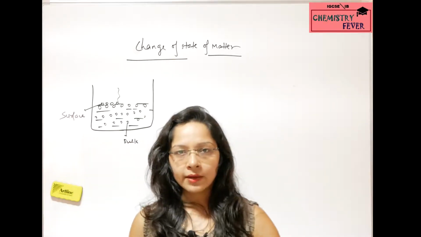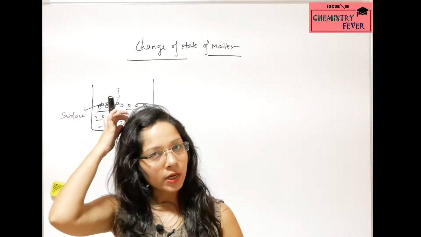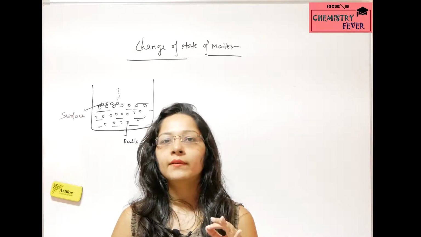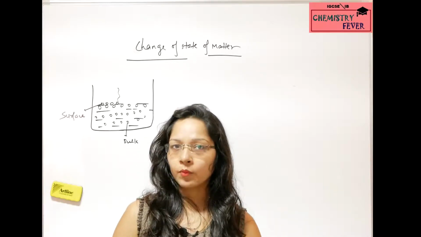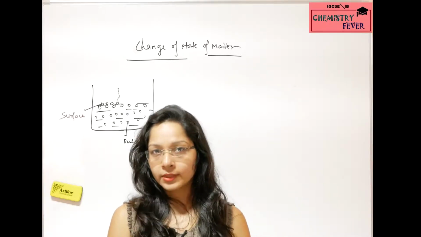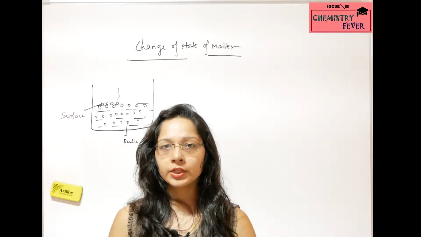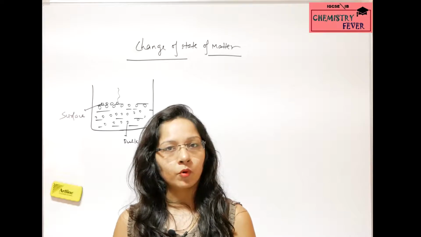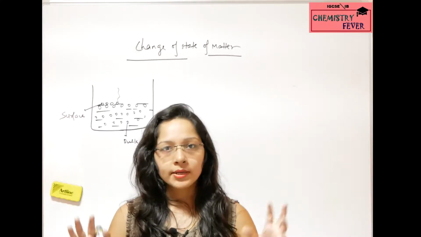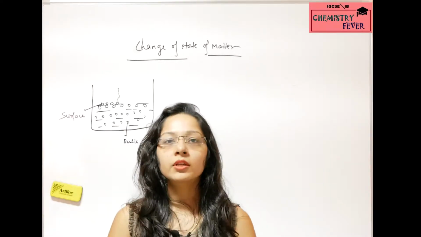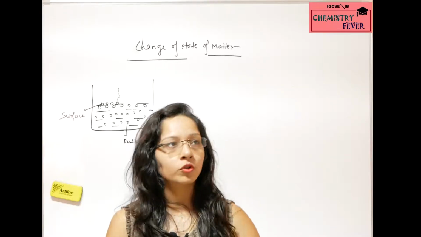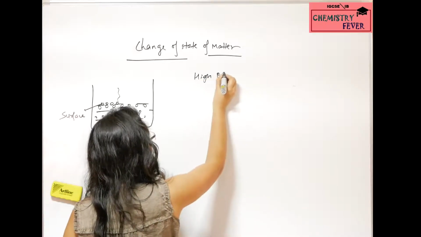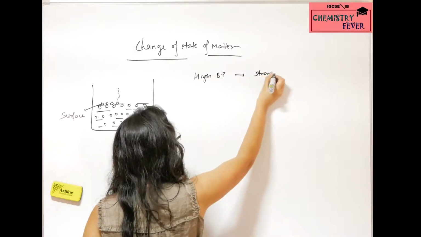Okay, as we have seen in case of liquids and solids, in solids what did we see? In case of solids, if there is a high melting point, it means a stronger force of attraction. If there is a low melting point, there is less force of attraction. Similarly, in case of liquids, if there is a high boiling point, it means a stronger force of attraction.